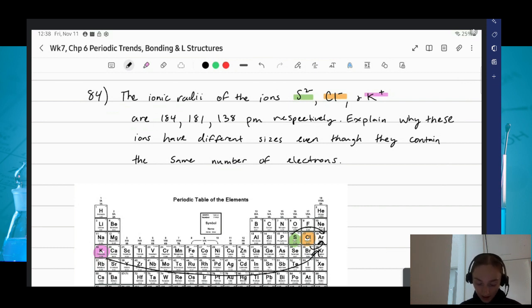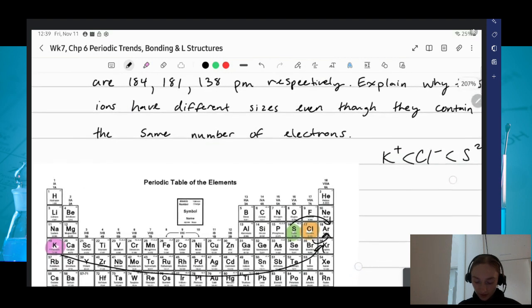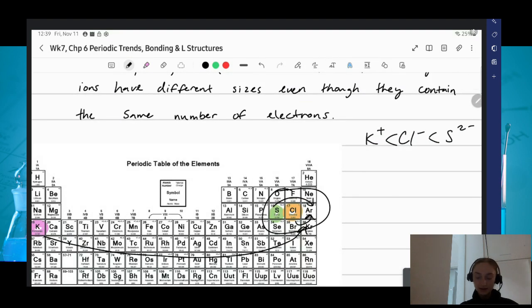Okay, so potassium is the smallest here, right? So let's first write that down. Potassium is the smallest, then chlorine minus, and then sulfur 2 minus. When we look at the sulfur and the chlorine, it makes sense that chlorine is smaller than sulfur. They're right next to each other, in the same row, with only a difference of one in charge, minus versus 2 minus.